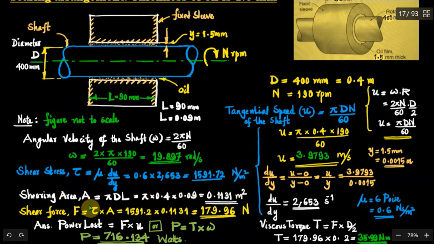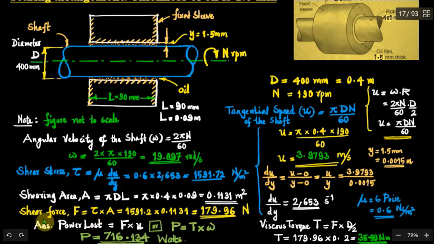So you got the shearing area and the shear stress. Now we can find out the shear force. In fact, the shear force is the viscous resistance offered by the lubricating oil. So shear force is shear stress into area. That is 1591.2 multiplied by 0.1131. So you will get 179.96 Newton, approximately 180 Newton.